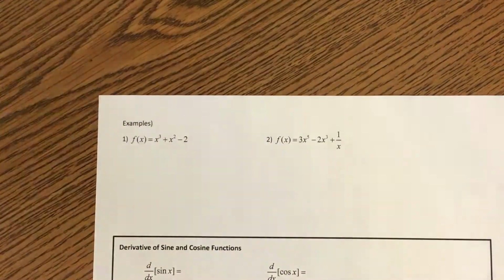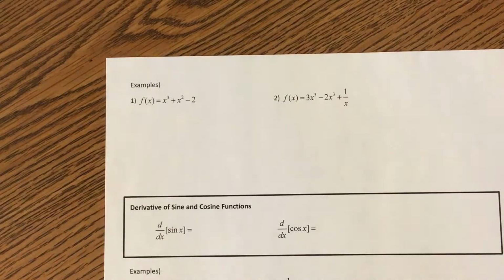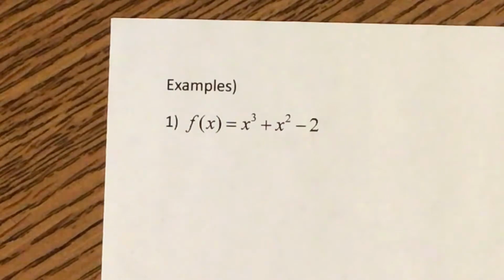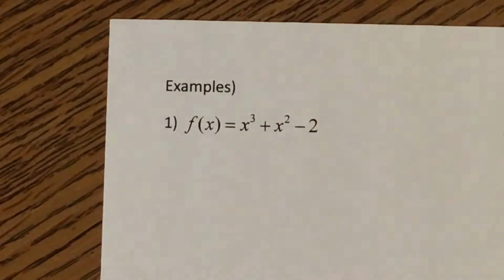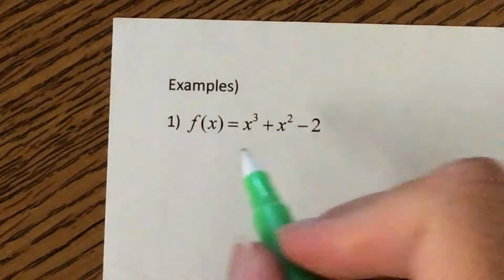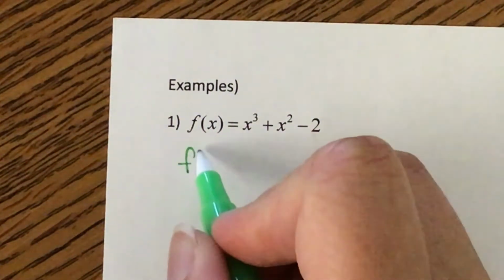So number one, f of x equals x cubed plus x squared minus 2. Okay, we don't have to do anything with this function. It is perfect as it is. So there's no crazy exponents or negative exponents, no square roots, nothing dumb. So let's take the derivative.